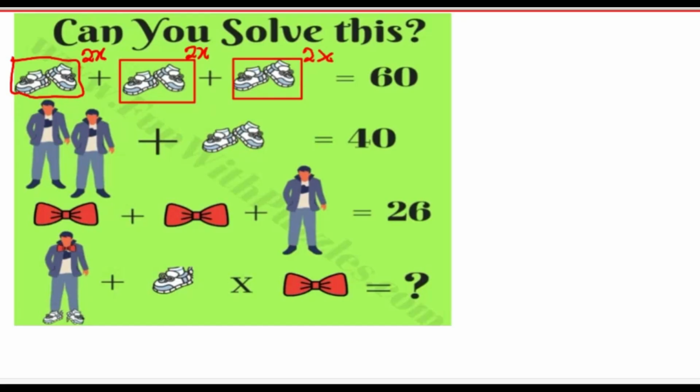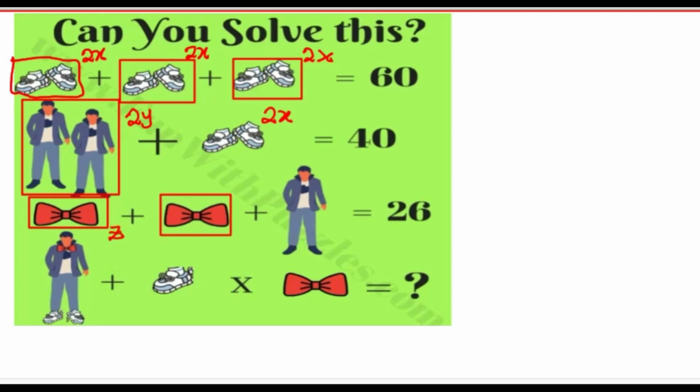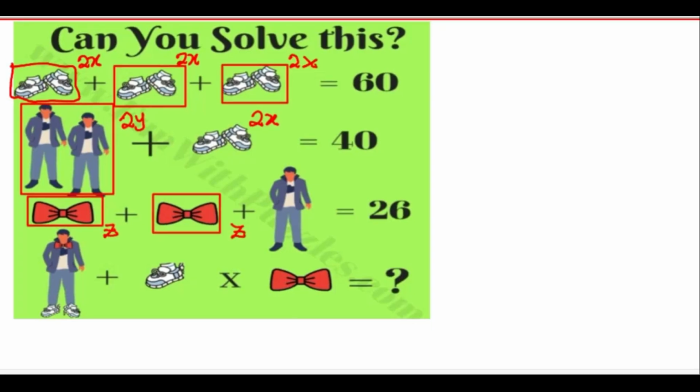Then we come to the two men here. Let's consider the man as y, so that will give us 2y, and we've already stated that a pair of boots is considered as 2x, so that equals 40. Then we look at the bow tie. We have a bow tie, z, and another z here, and the man is considered one man, as y, and the boot as x. So we can write this in the form of equations.